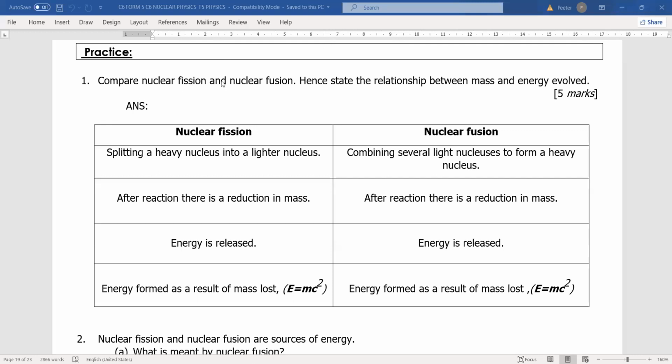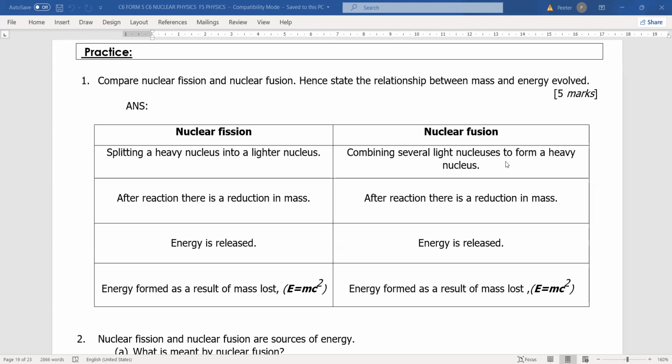Okay, see, compare nuclear fission. What is fission? Splitting a heavy nucleus into lighter nuclei. This is fission. What is nuclear fusion? Combining two lighter nuclei to form a heavy one, like hydrogen-2 and hydrogen-3. When they fuse, we get helium, right?